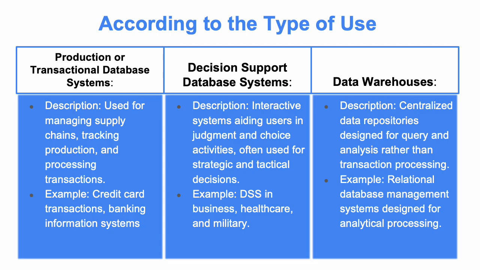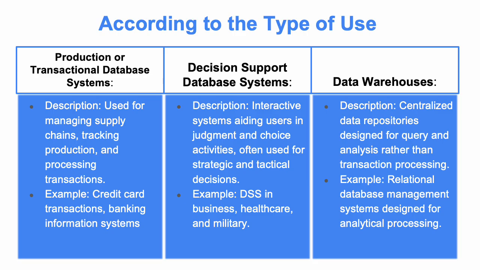And according to the type of use, the database system can be subdivided into three categories: production or transactional database system, decision support database system, and data warehouses. Let's break them down.